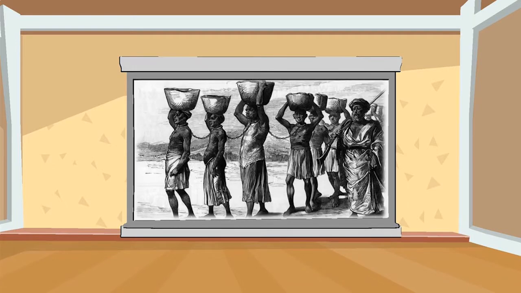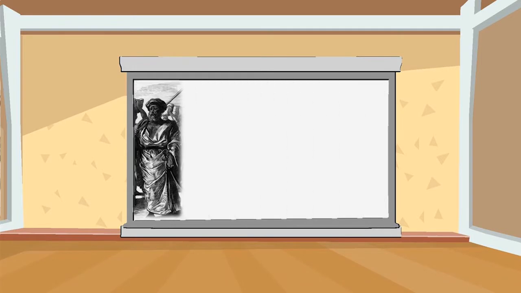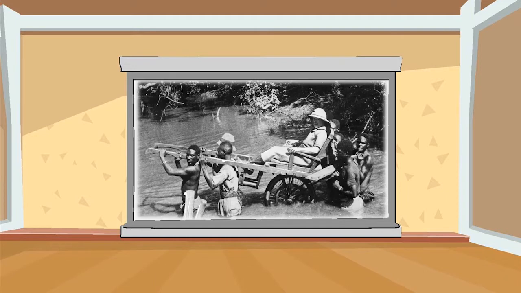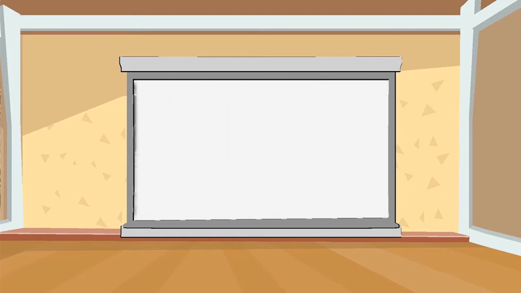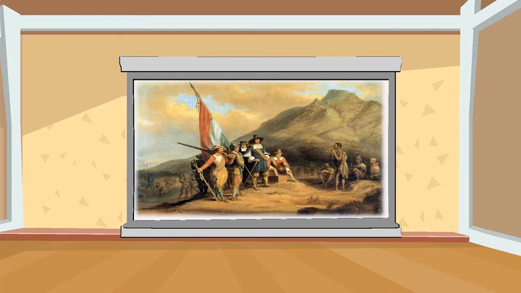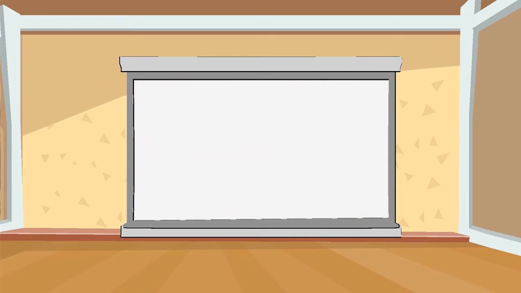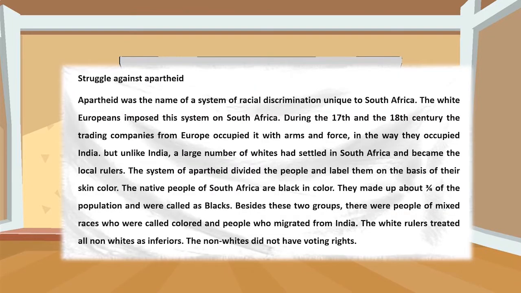This is a paragraph that tells us about the struggles against the apartheid system. The apartheid system can be explained as a system of racial discrimination. This system was majorly followed in South Africa. This system was imposed by white Americans during the 17th and 18th century. During this time, the Europeans had occupied South Africa with arms and ammunition similar to the way they occupied Indians. They had become the local rulers.